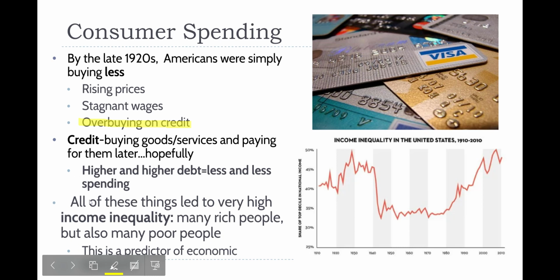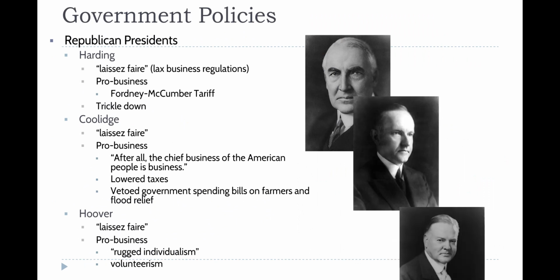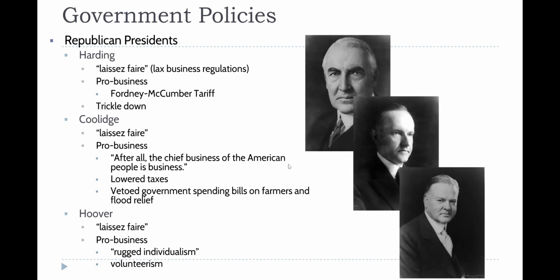Also, economic inequality was very high during this time, with a lot of rich people and a lot of poor people, which is a good predictor of economic downturns. I talked about government policies. I'll let you look at that because I'm not exactly sure how much time I have left on my recording, so I'll probably stop.